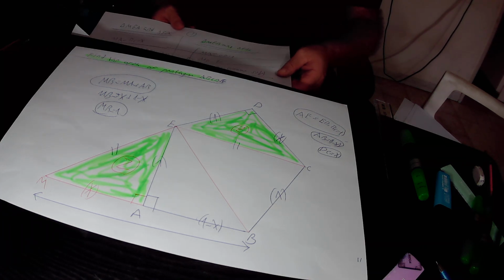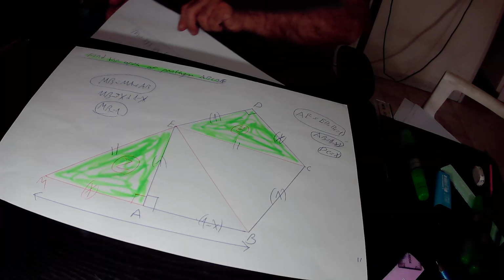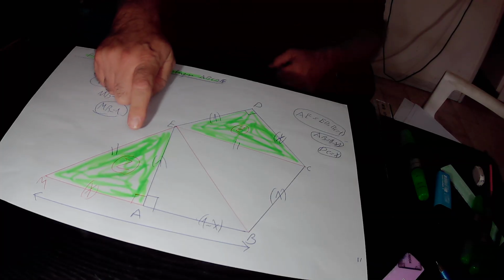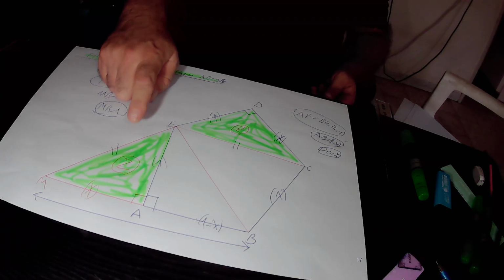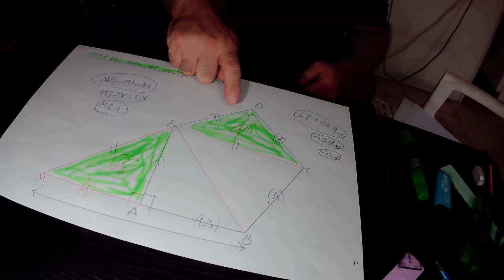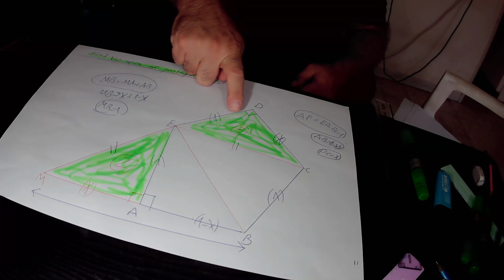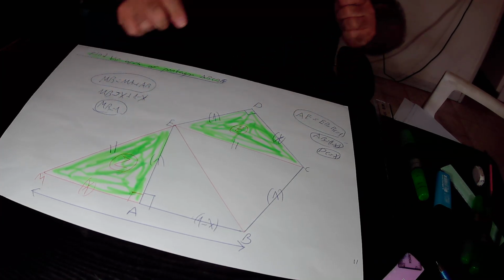So if we define the area of this green triangle EMB as Z, that is to say it is equal to Z square units in size, then the area of this green triangle EDC must also be equal to Z square units in size because they have the same areas.